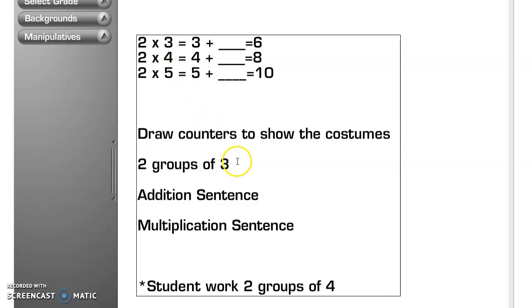So what I want you to do is I want you to draw some counters on your Post-it, and I want you to make 2 groups of 3. I want you to make them in an addition sentence and a multiplication sentence. Make sure to turn this in when you are done.